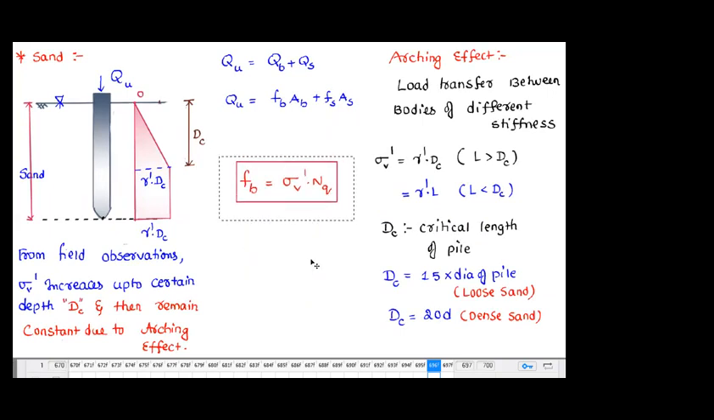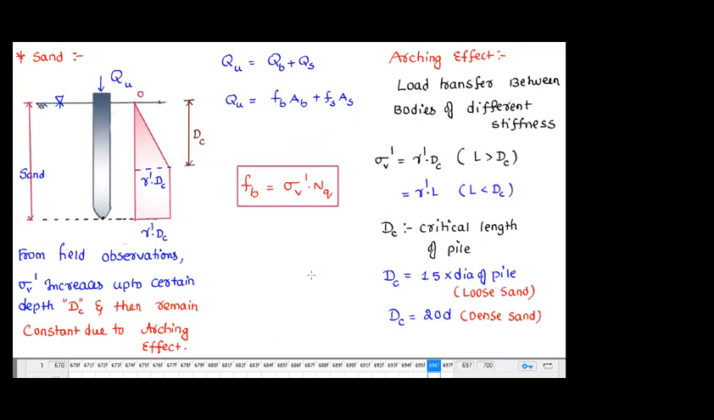So you know how to find out the FB. What is FB? FB is nothing but the vertical stress at the pile tip, that is, sigma V dash at the pile tip.